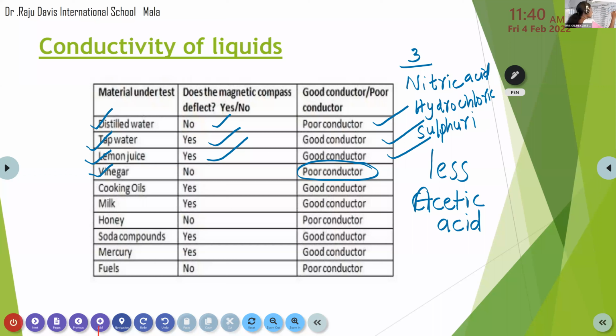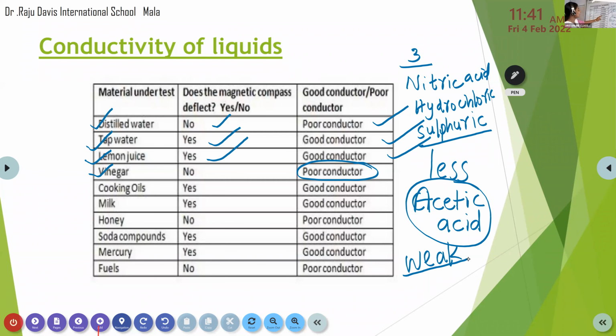But in this vinegar, which acid is present here? Acetic acid. So acetic acid is a weak acid or a strong acid? Weak acid. So in this case, the acid is weak. That's why vinegar conducts electricity, but there is no strong conduction, less electricity only passes. That's why it's called not a good conductor. It's a poor conductor.